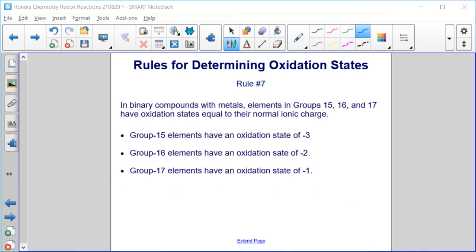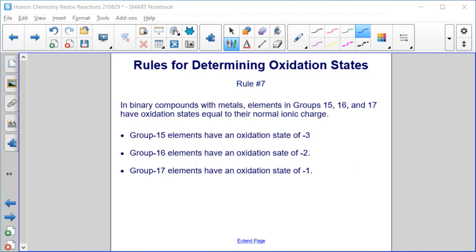Rule number 7, in binary compounds with metals, elements in group 15, 16, and 17 have oxidation states equal to their normal ionic charge. Group 15 elements have an oxidation state of -3, 16 -2, and 17 -1.